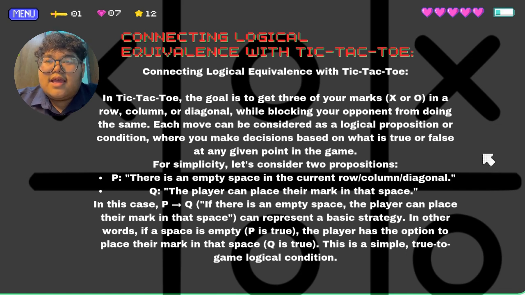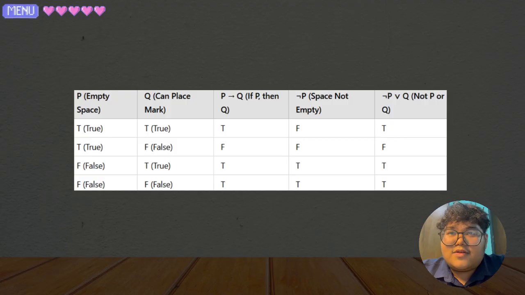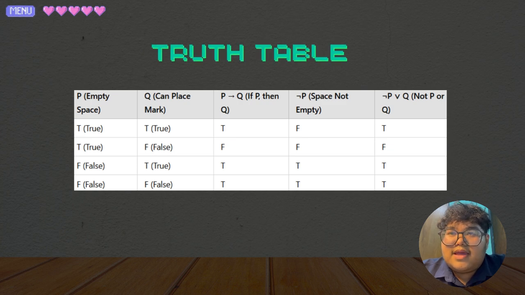In other words, if a space is empty, P is true. The player has the option to place their mark in that space, so Q is true. This is a simple true or false game logical condition. So I will explain to you the truth table. The truth table shows that P is empty space, which has 2 values, T and F, and Q is can place mark. P implies Q, if P then Q, not P, space not empty, not P or Q, then they will show the equivalence of the table.